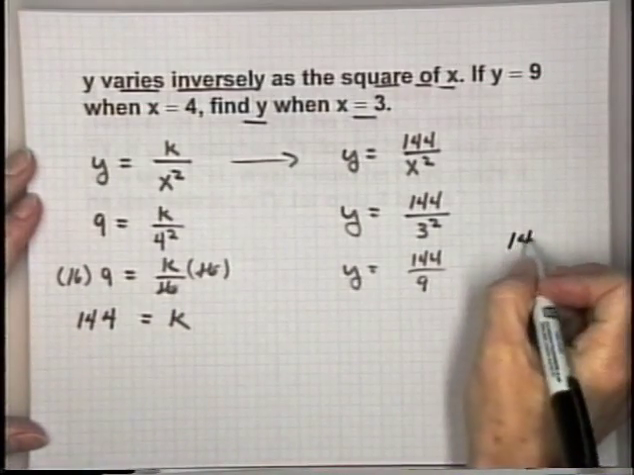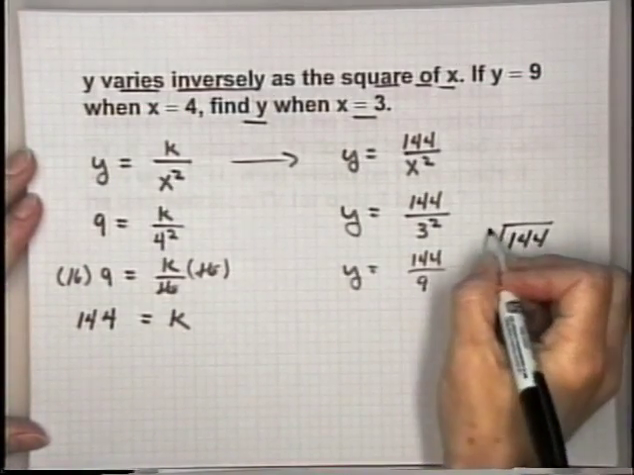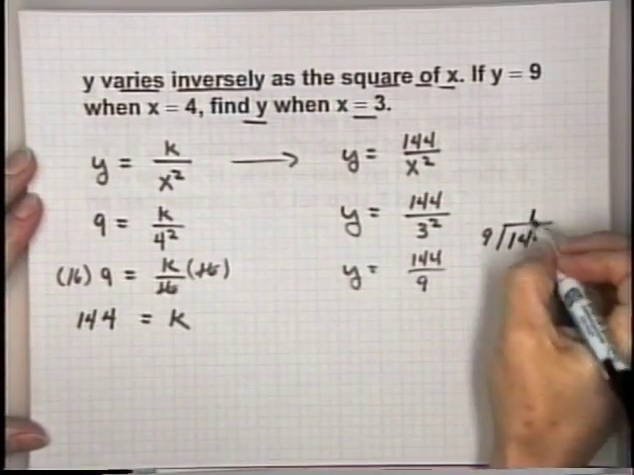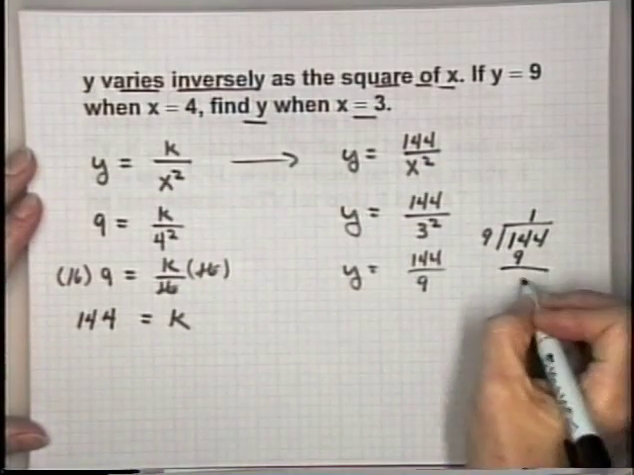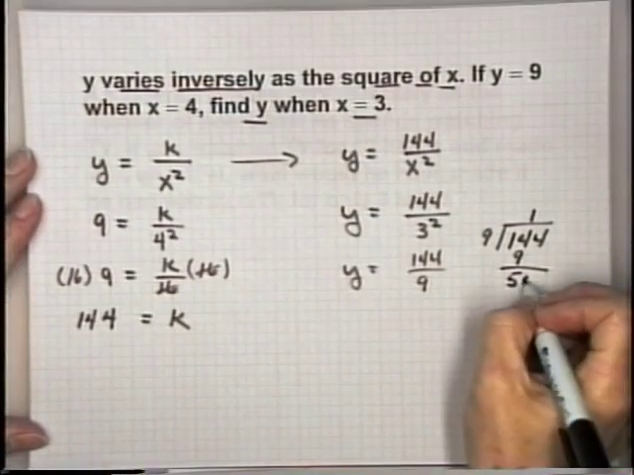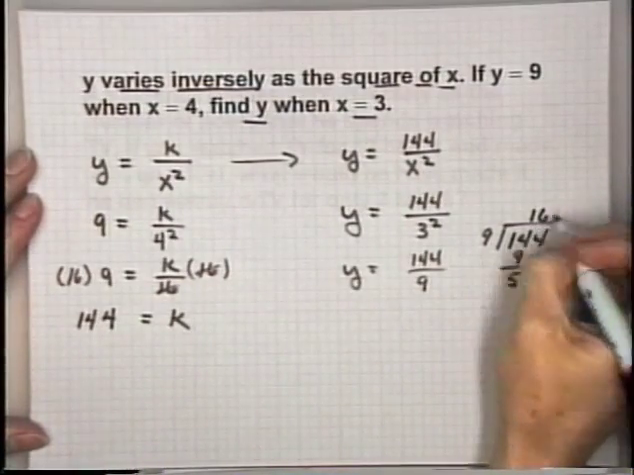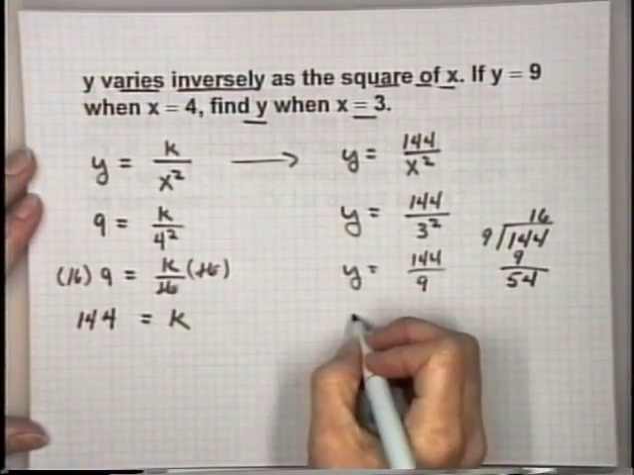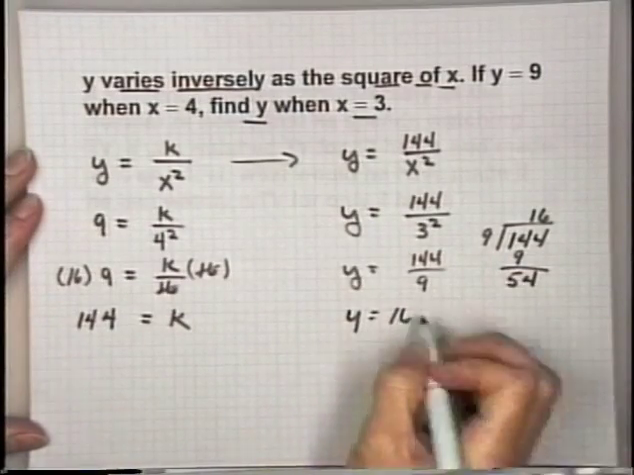So I know this is going to divide evenly. Let's do the division over here. 9 will divide into 14 one time. I have a remainder of 5. Bring down my 4. 9 into 54 is 6, so y equals 16 here.